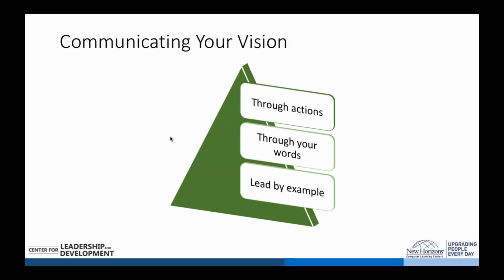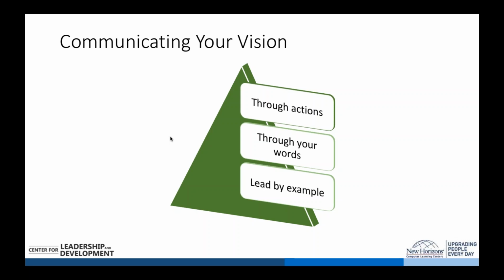Vision, for those of you that are using this, is, you know, all about communication. It's about communicating your vision. When you communicate your vision through your actions, you communicate the vision through your words, and you lead by example. You can't fake this. If you've created a vision with your team, then the team is supporting the vision. They see that you believe the vision by what you do as a manager. And this is very crucial.